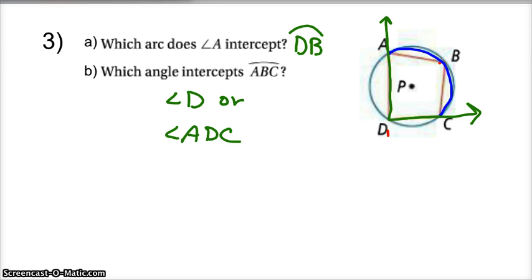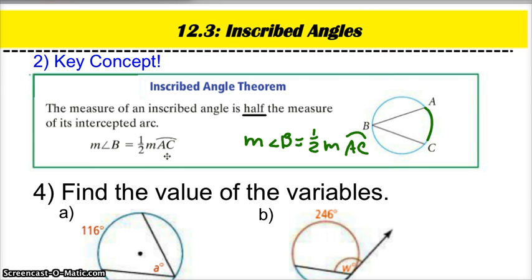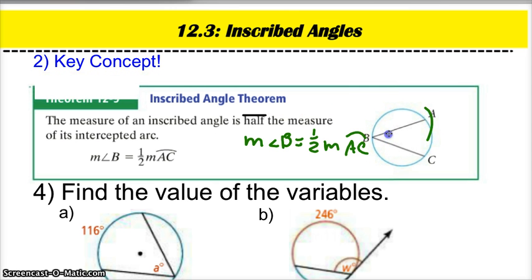All right, back up to number 2. The key concept here: the inscribed angle theorem states that the measure of an inscribed angle, which here would be angle B, is equal to half the measure of its intercepted arc, which here is arc AC. Yep, so the measure of the angle is always half of the intercepted arc.